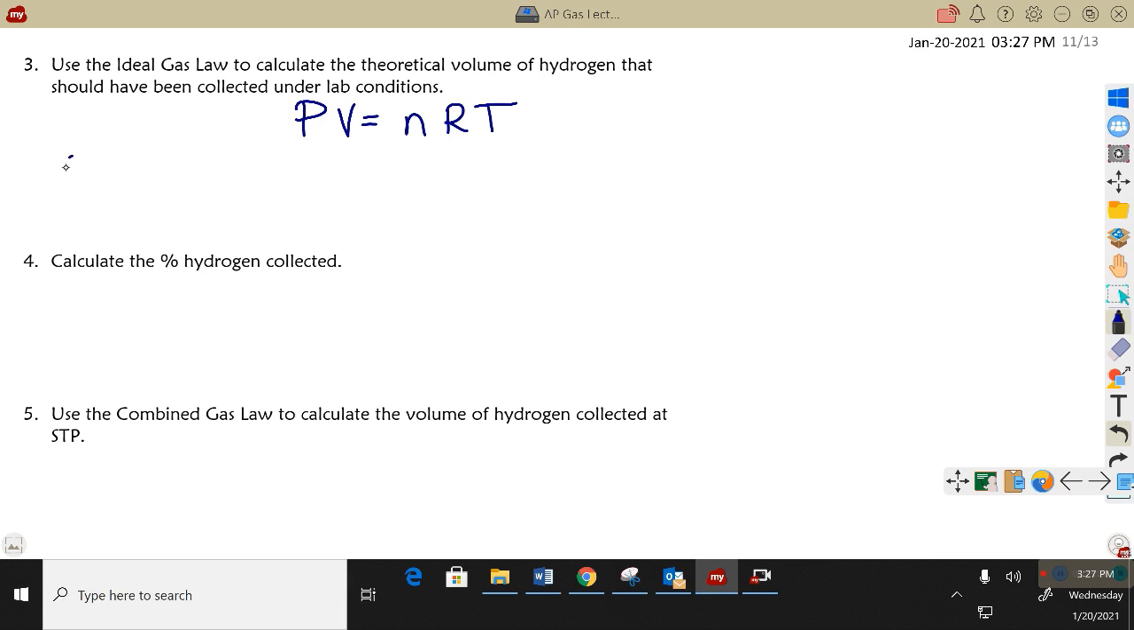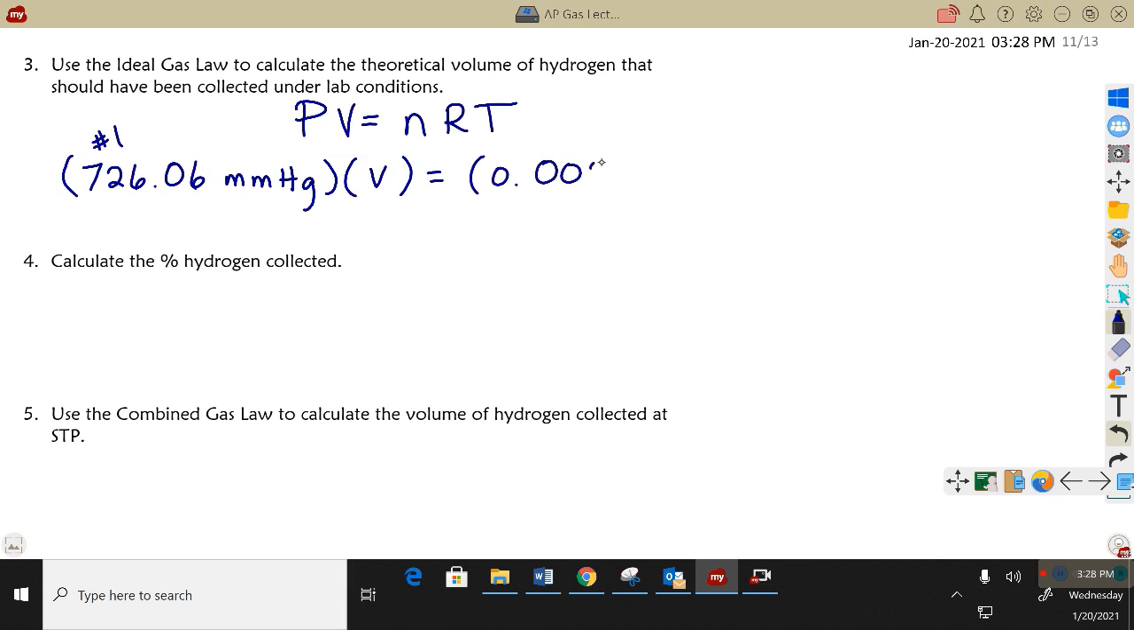So in the lab, the corrected pressure is just your answer from number 1. The pressure of the gas should have been from number 1, 726.06 millimeters of mercury. So I'll make a little note. That was from number 1. That was the pressure of the hydrogen gas alone in the lab. V, my volume, will stay the variable. N stands for number of moles. 0.00251.